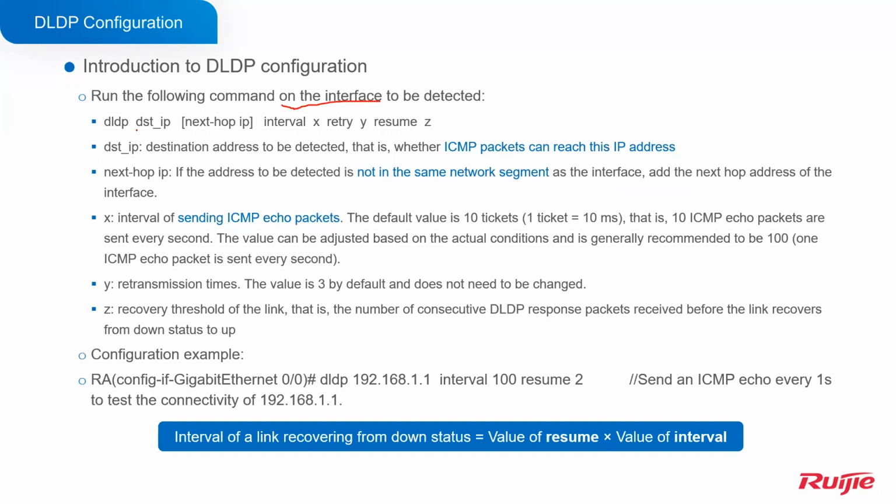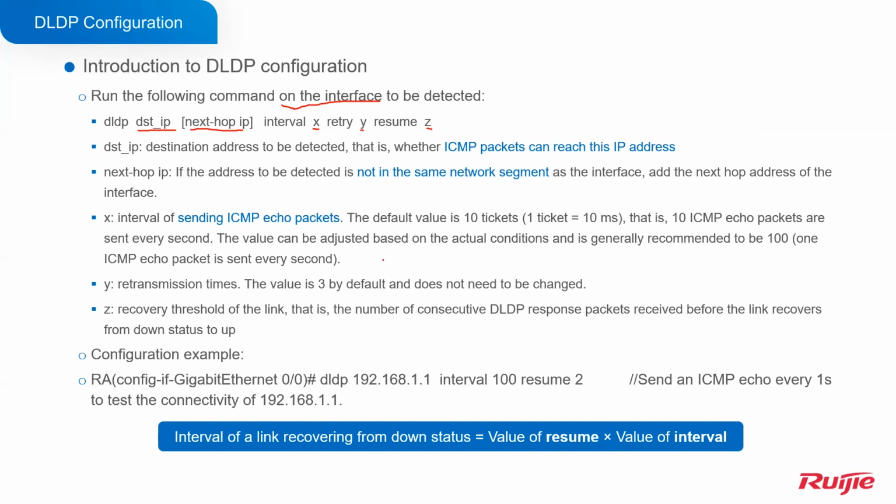DLDP, the first part is destination IP and next hop IP. This field is optional, and then the interval, followed by the interval time. Retry y means the number of times we could retry. Resume z represents the recovery threshold of the link, that is, the number of consecutive DLDP response packets received before the link recovers from the down status to up.